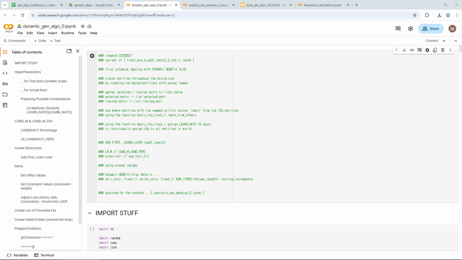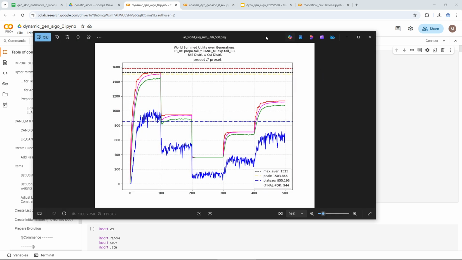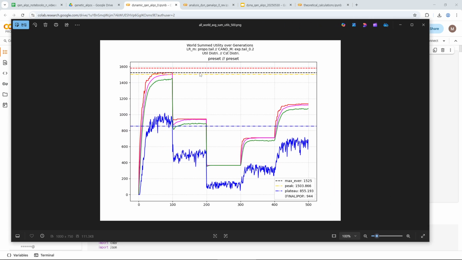let's do this. So, in my very last video, I demonstrated that this is possible, given the setting where the learn rate method is proportionate tail and the candidate method is exponential tail, with the candidate percentage being 0.2, which I personally deem to be the standard, because it kind of gives a robust entity distribution of the final state of the world.